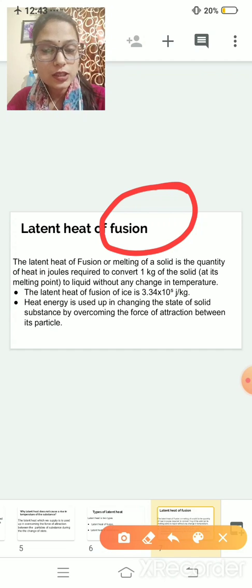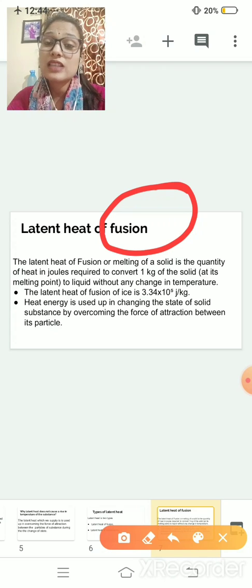What do you mean by latent heat of fusion? That hidden heat which converts solid into liquid without change in temperature. That heat is known as latent heat of fusion. Clear? I gave you the example of ice. If there is a small piece of ice, the temperature will not change. Why? Because that heat is converting that ice into liquid form.